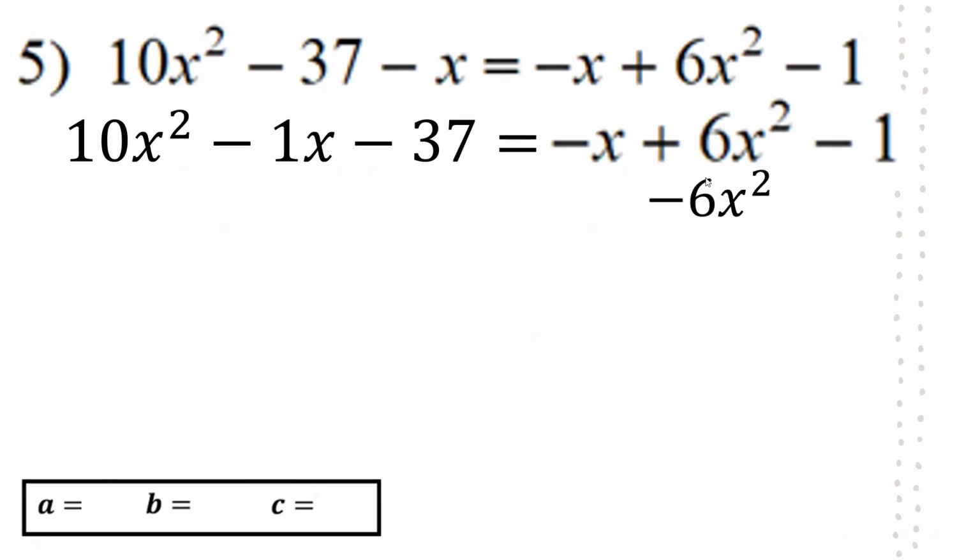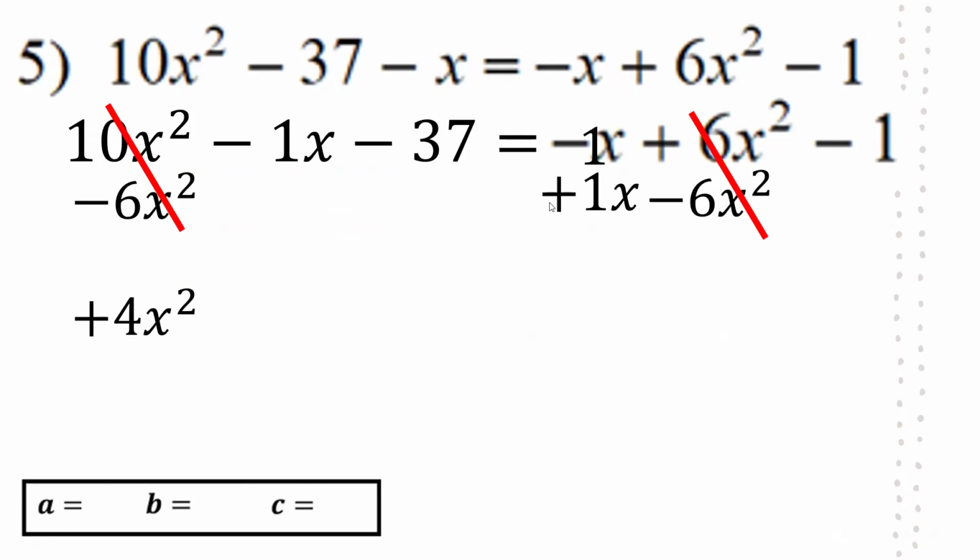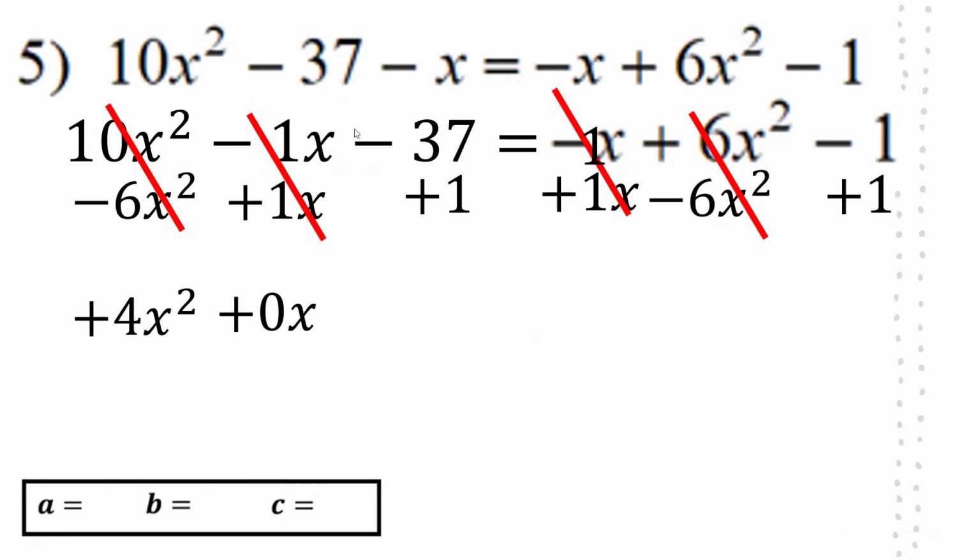Positive 6x squared, to get rid of that, we're going to subtract it over. Boom, 10 minus 6 is 4x squared. There's a negative 1x here, so I got to get rid of it by adding 1x. Now, negative 1 plus 1 is 0, so I'm just going to bring down 0x. You don't have to bring it down, but some of you keep forgetting where the 0 is at, so I would suggest that you write that down. And then over here, we got to get rid of the subtracting 1 by adding 1. Negative 37 plus 1 is negative 36.